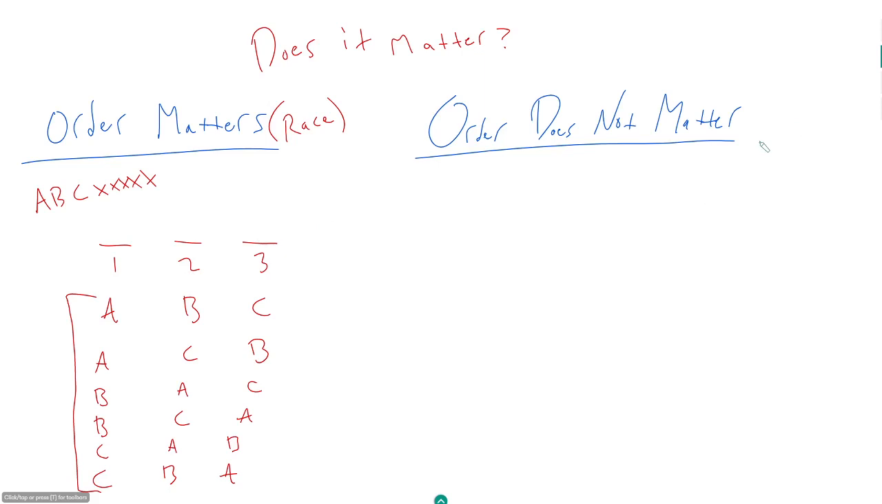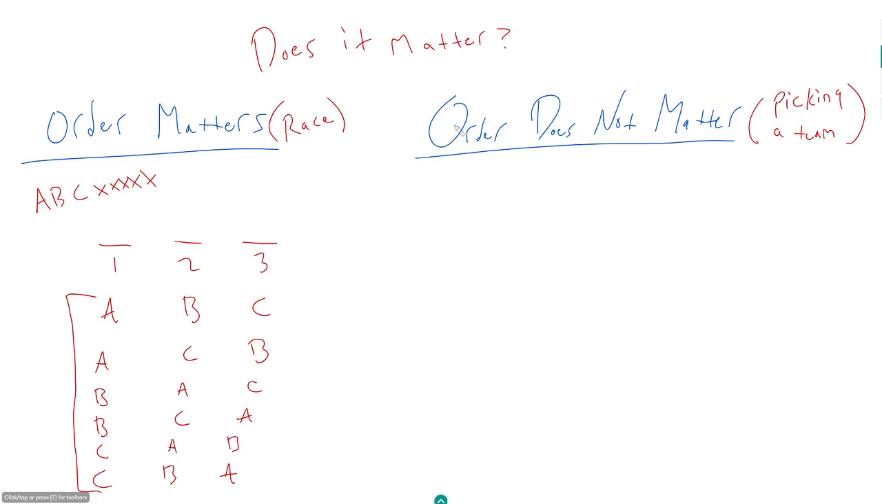Contrast that with an order does not matter scenario. So what would this be? This would be something like you're just picking a team or picking a committee. And this is how I will literally think about a combination question. If it's unclear whether order matters or not, I will think to myself, well, am I running a race or am I picking a team?